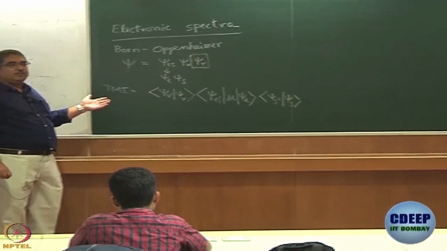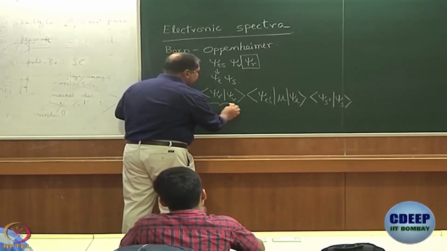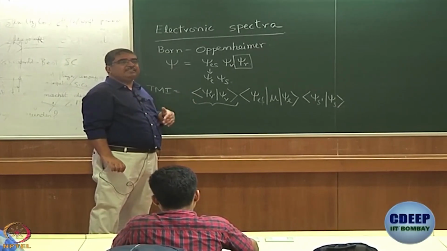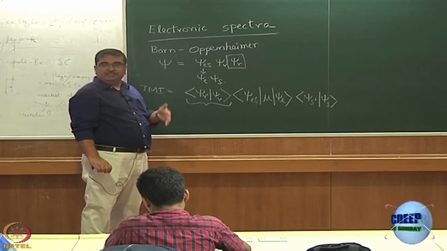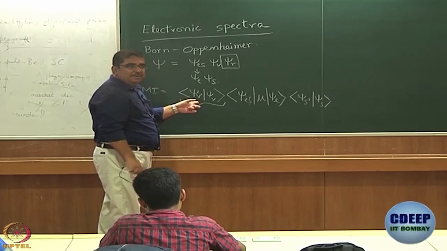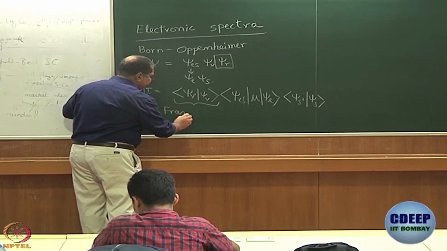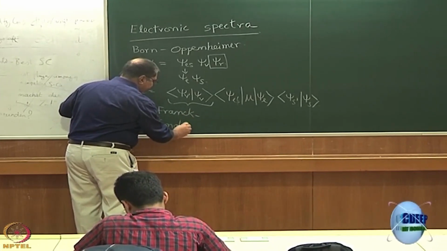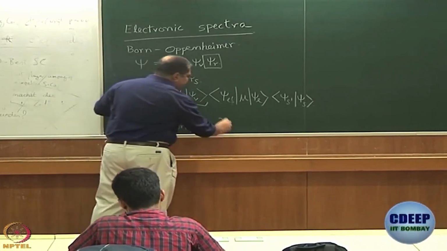The transition moment integral has to be non-zero for a transition to take place. So, we said that this factor is not necessarily 0 because psi V and psi V dash are wave functions from different electronic manifolds, different vibrational manifolds, different electronic states. What is this called? Franck-Condon factor. Very often it is written as chi.